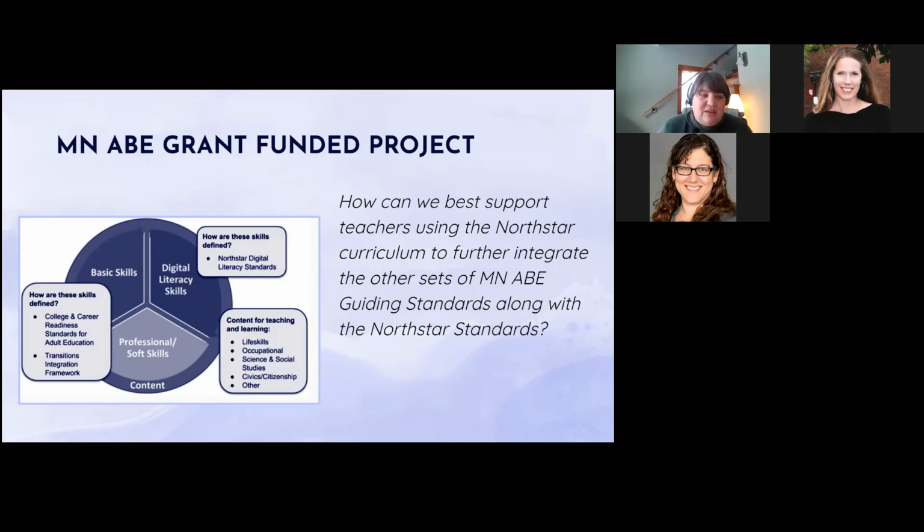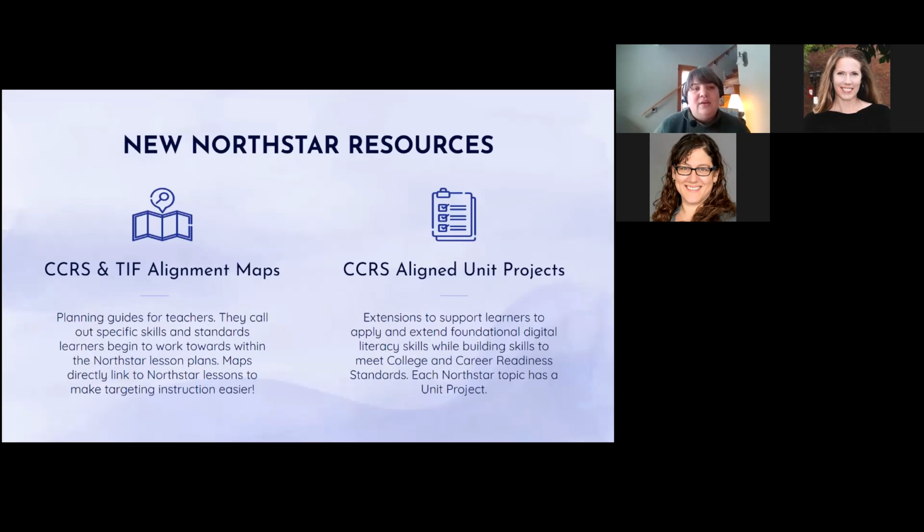So this project allowed me to collaborate with Kristine, who is here, and through the project we developed two things. The first of which are some alignment maps. These are maps that outline where specific skills and standards appear throughout the Northstar units. Within the maps, there are direct links to lessons where learners begin to work towards some of these skills. And we hope that the maps are helpful planning guides for instruction and show you where you could target or zero in on some specific skills that students in your class might want to work on.